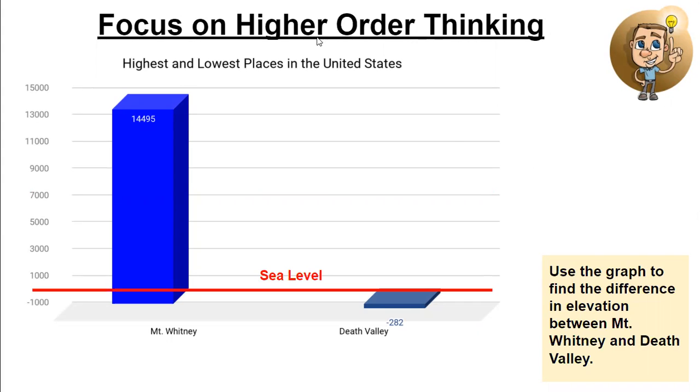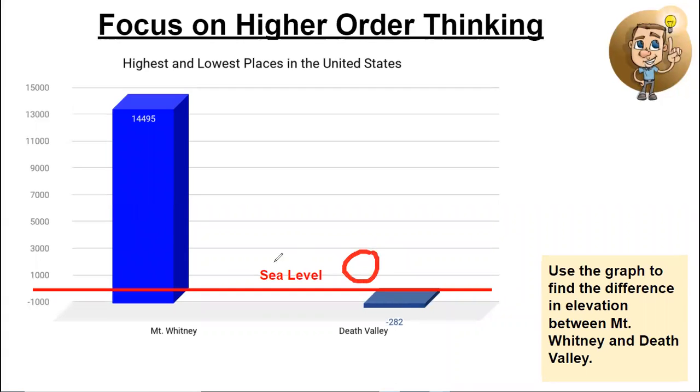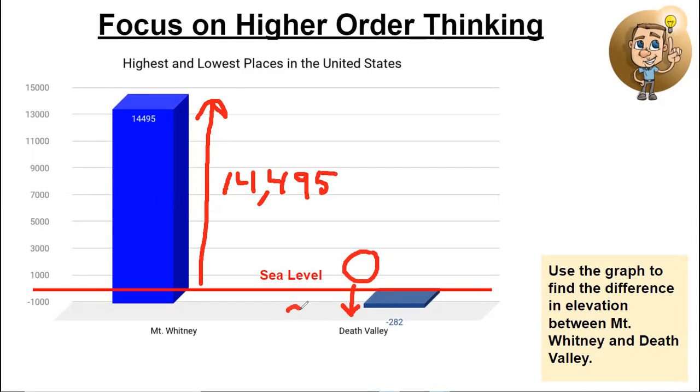The difference. Well, let's think about this. We know sea level is at 0, right? So if we go from 0 all the way up, how many units have we gone up? Well, we've gone 14,495, I think that's feet up, right? From the 0. Okay, what if we go to Death Valley? How many feet down have we gone from 0? 282 feet down, right?